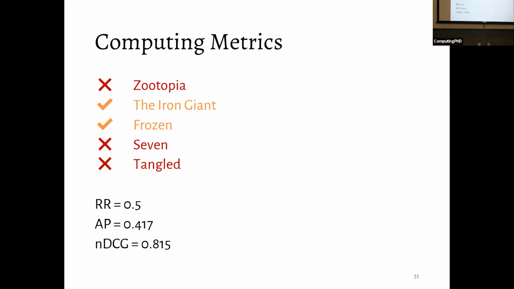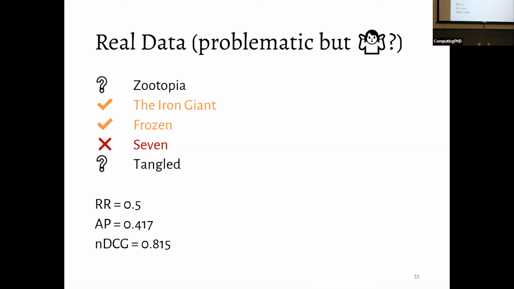But in reality, we never have that data. In reality, we recommend some movies. We know I like some of them. We might know I don't like some of them. And we don't know for actually most of the movies. So what we do is we assume unknown is irrelevant. We compute the reciprocal rank. And so we say, this is 0.5 because the first relevant movie is in the second position.